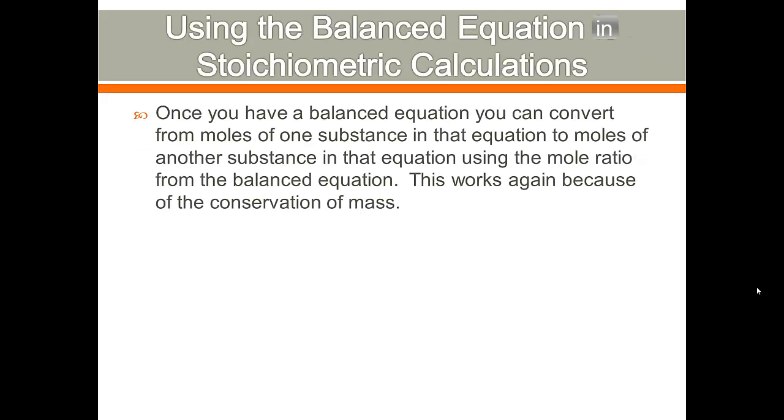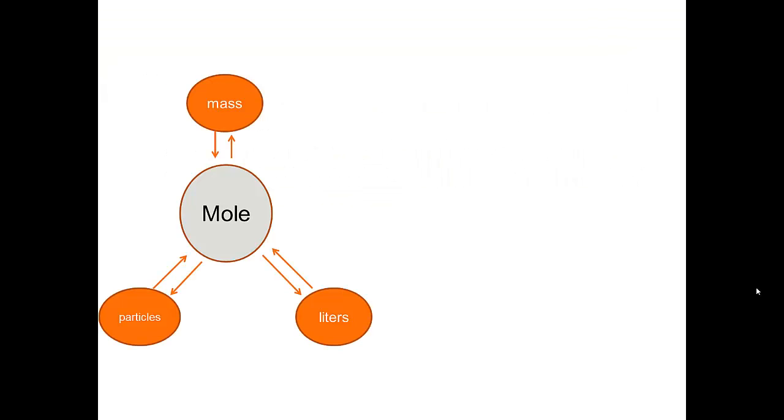All right, our next thing is using the balanced equation in stoichiometric calculations. So once you've balanced the equation, you can convert from moles of one substance in that equation to moles of another substance in that equation using the mole ratio from the balanced equation. This works again because of the conservation of mass. So here we have our original diagram where you can convert from moles of one substance into mass, liters, or particles, or back into moles.